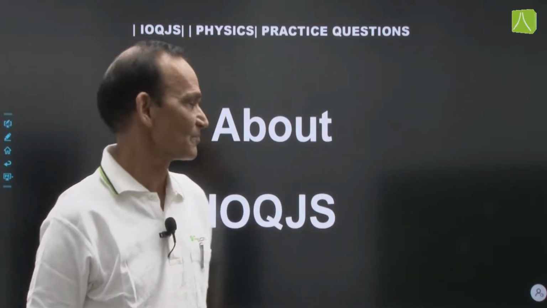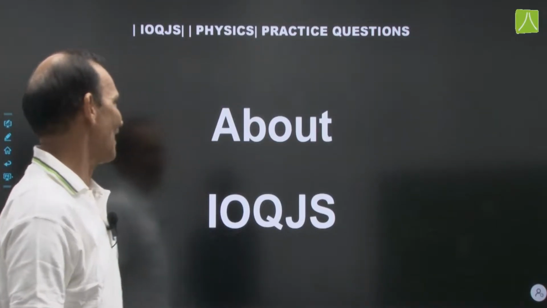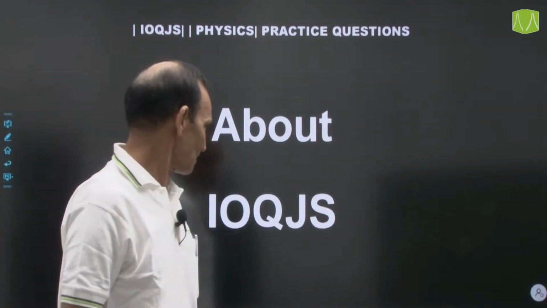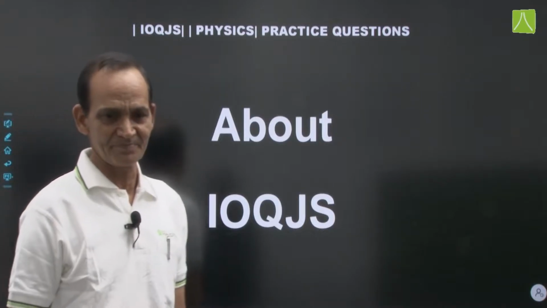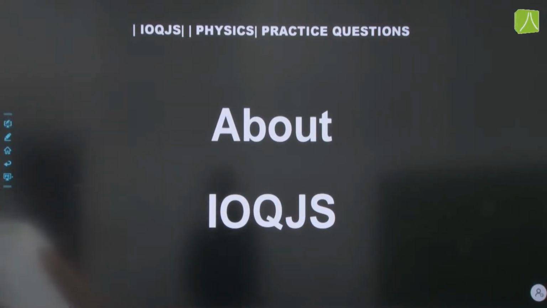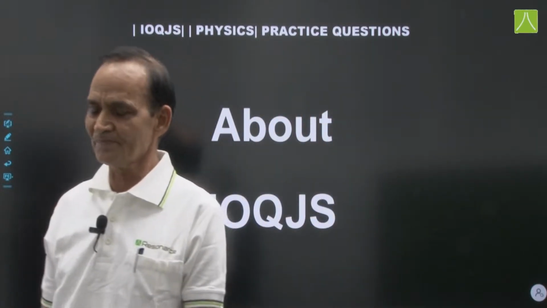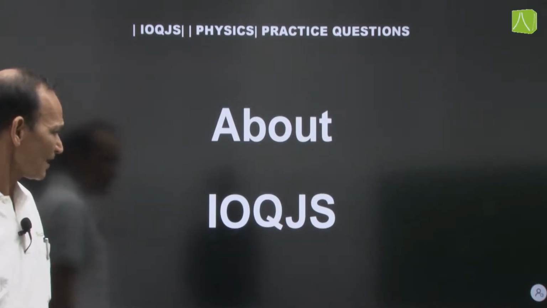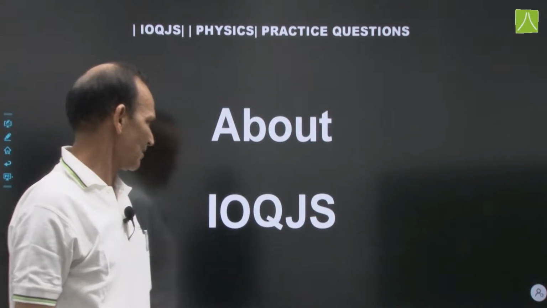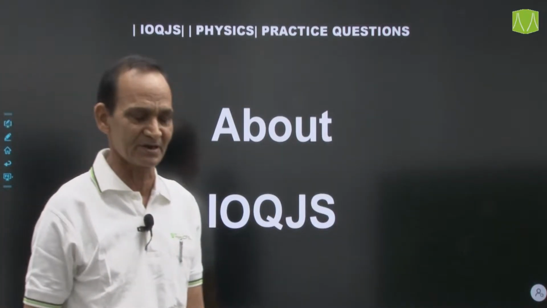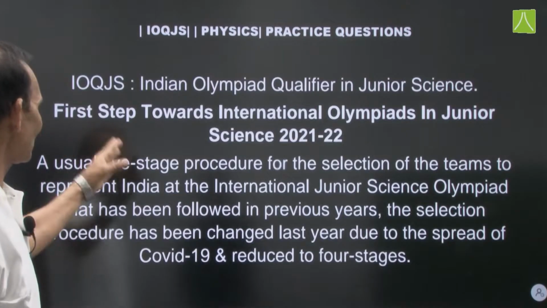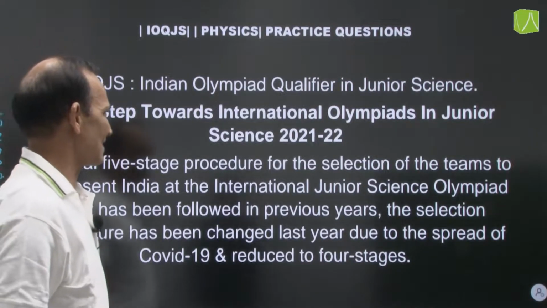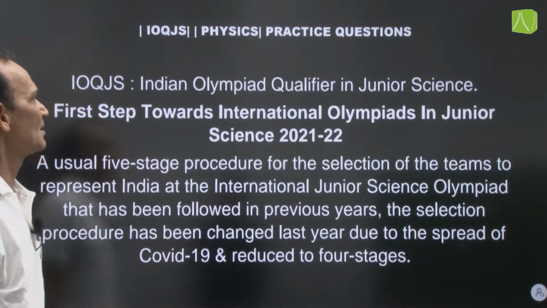Today we are here to discuss the change in exam pattern of IJSO due to COVID-19. We will also discuss the analysis of the previous 5-year papers of IJSO on the basis of number of questions. We will also discuss the important questions on important chapters in physics. It is IOQJS, the first step to enter the international Olympiads.